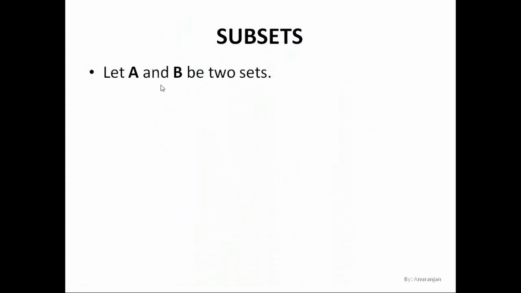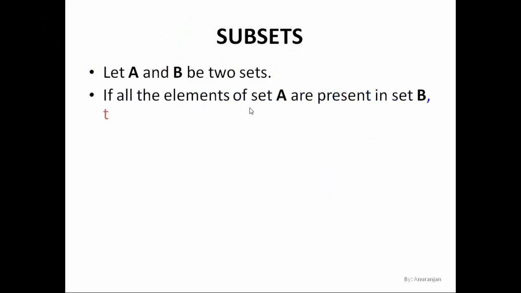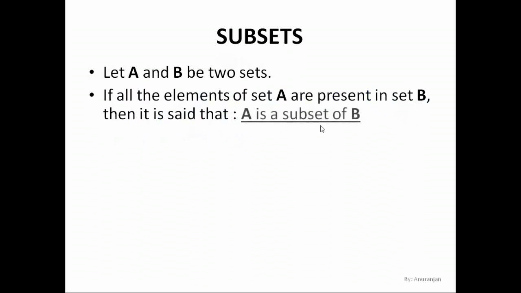Let A and B be two sets. If all the elements of set A are present in set B, then it is said that A is a subset of B, and we denote using this symbol that A is a subset of B.